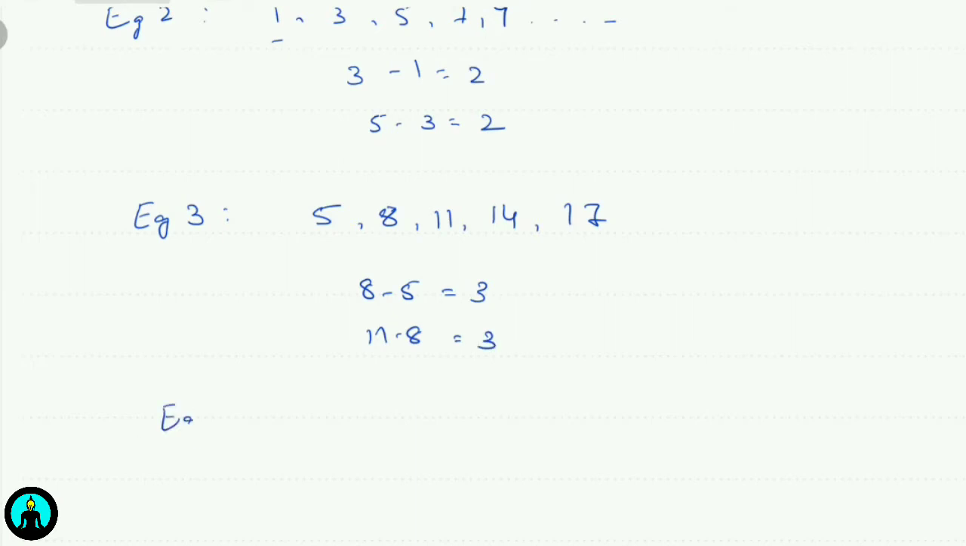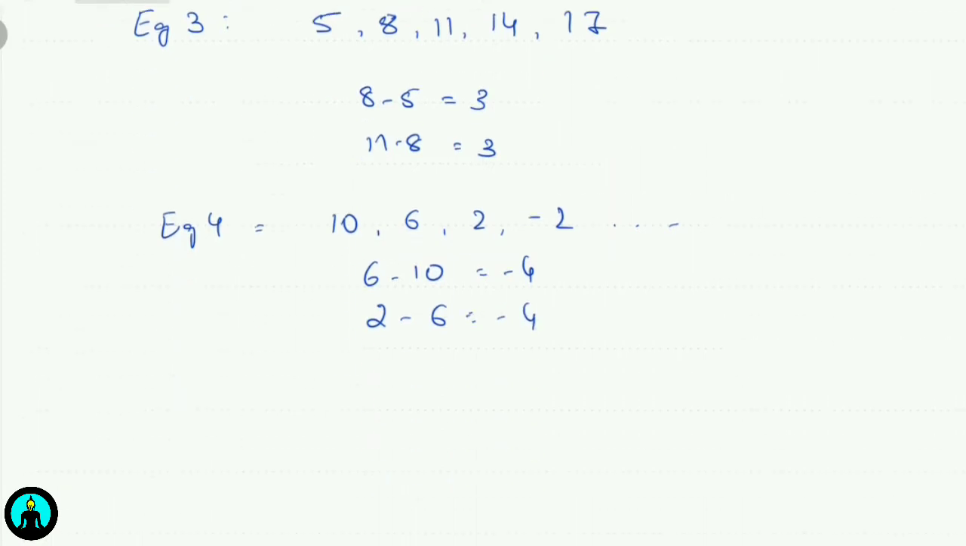Consider one more example, 10, 6, 2 and minus 2. So here 10 will be the first term as in the earlier cases. 6 minus 10 is equal to minus 4 and 2 minus 6 is equal to minus 4. So here also the common difference is minus 4, that is the same. At last, minus 2 minus 2 is equal to minus 4.